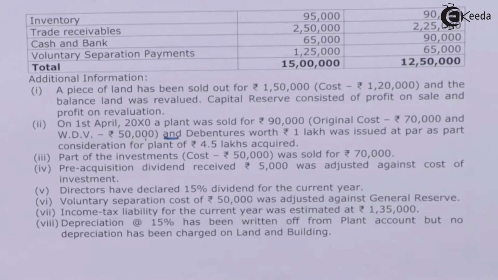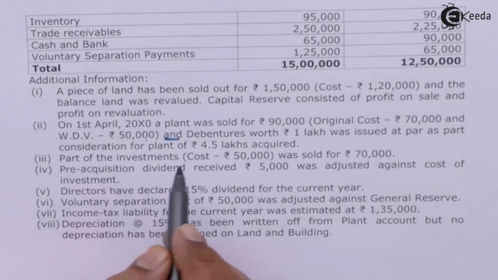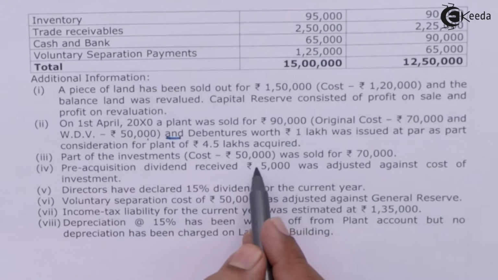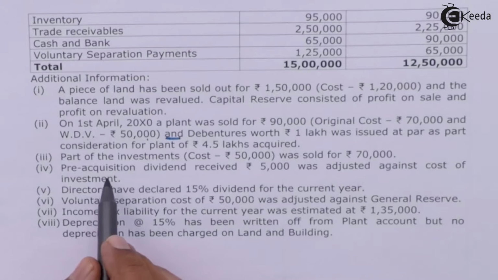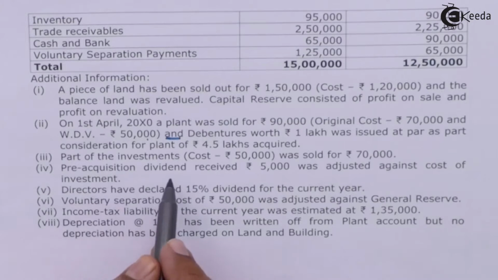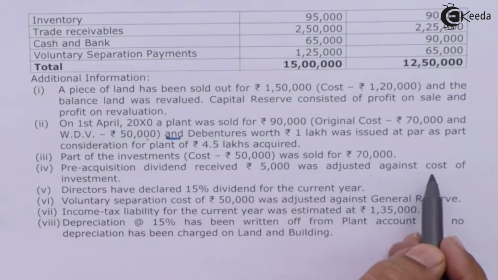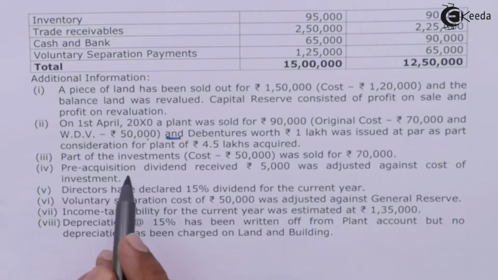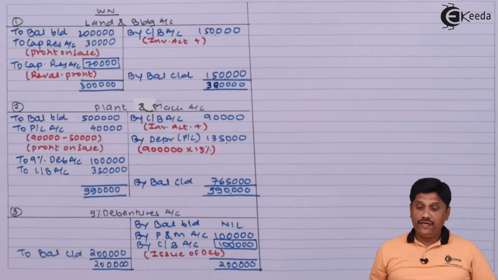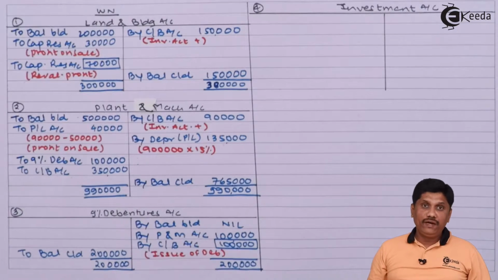Okay. Next information in your question, they gave you that part of the investment costing 50,000 was sold for rupees 70,000. Not only that, in relation to the investment, there is one more information. Pre-acquisition dividend received 5,000 was adjusted against cost of the investment. So that we will see. Let us go one by one. We need to prepare firstly the investment account. So we are preparing the investment account. We have prepared the investment account.